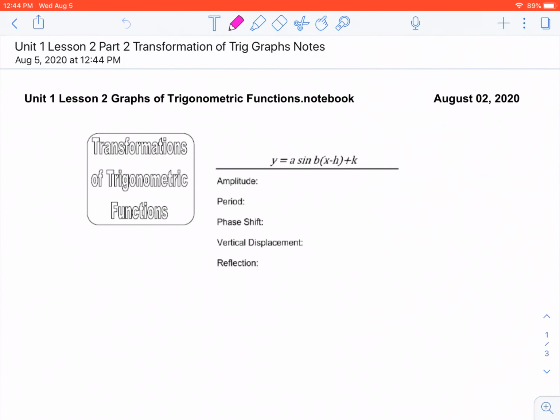All right, welcome to part 2 of transformation of trig graph notes, where we're going to move graphs up, down, left, and right, and vertically stretch or shrink them. And we might even do a reflection. All right, so here's what's going on.